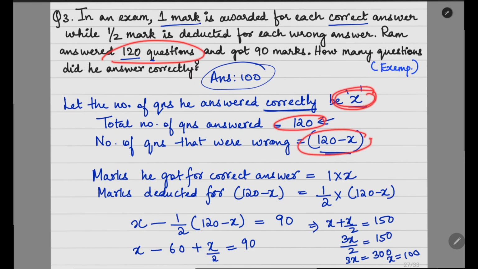For each correct answer, he got 1 mark, so 1 into X. For every wrong answer, half marks was deducted. So total marks deducted was half into 120 minus X. So total marks he got for the correct answer minus the total marks that was reduced is equal to 90. Then solve for X, that's all. Okay, so X is nothing but your 100. That's the answer.